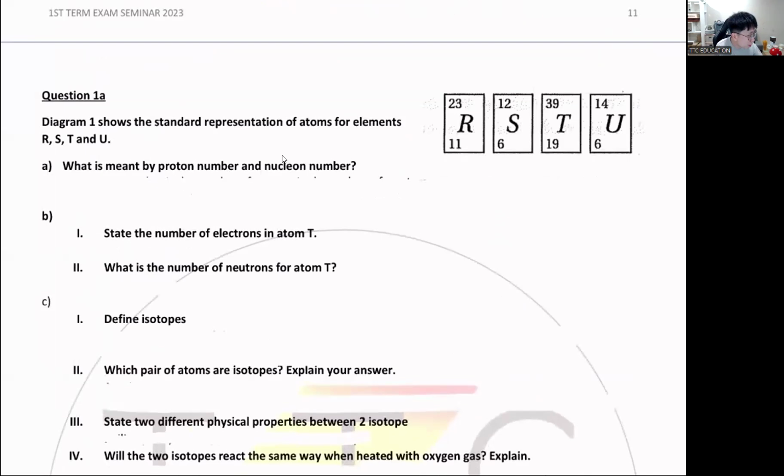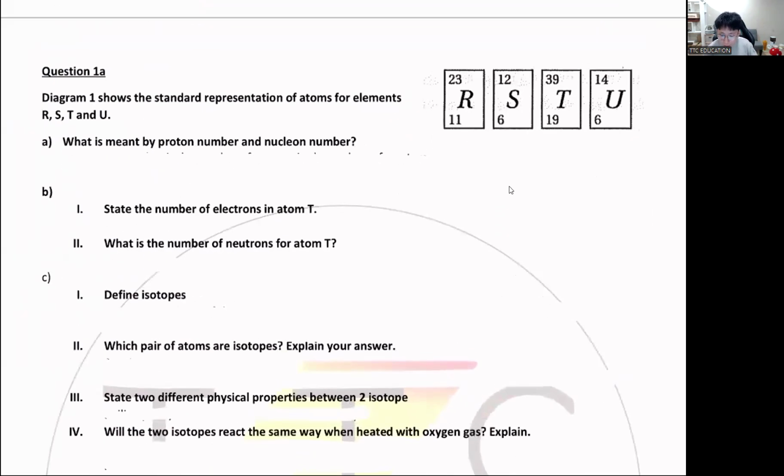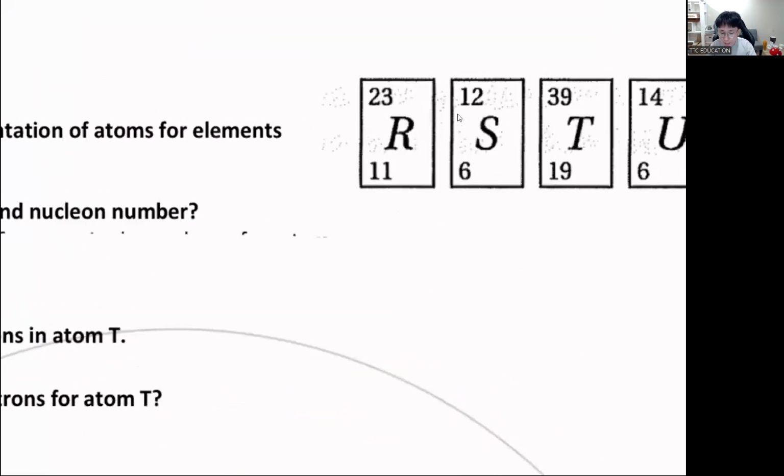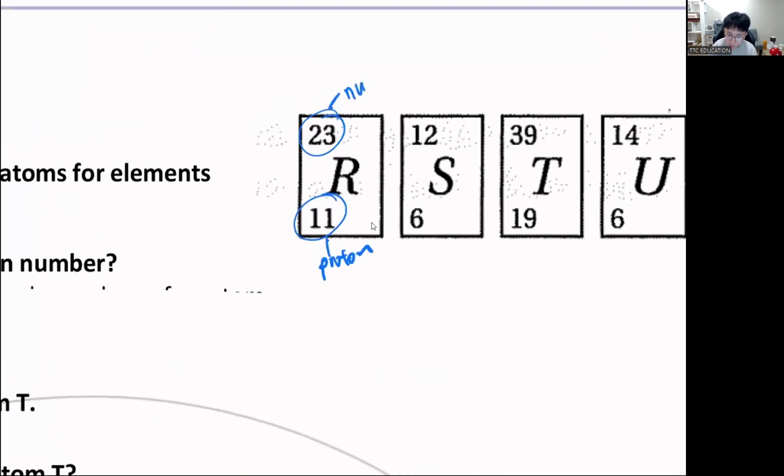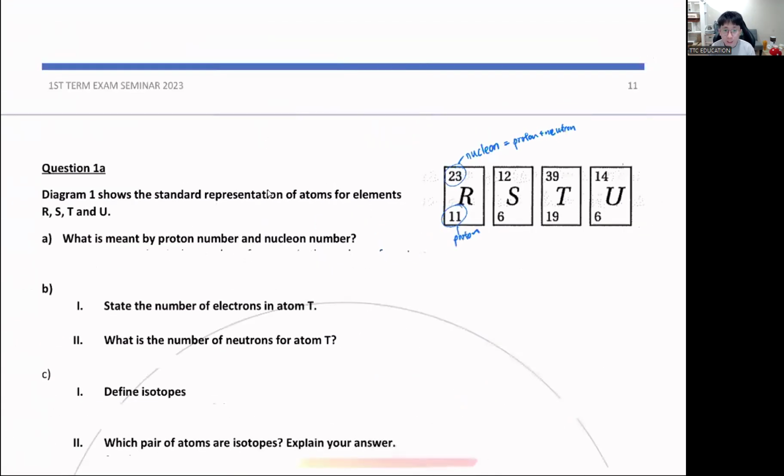So guys, let's go straight to page number 12. We go straight to the exercise. We are given different elements: R, S, T, U. Before I start, you must remember what these numbers stand for. The smaller number is always the number of protons, while the bigger number is always the number of nucleons. Nucleon means proton plus neutron. So now, what is meant by proton number and nucleon number?